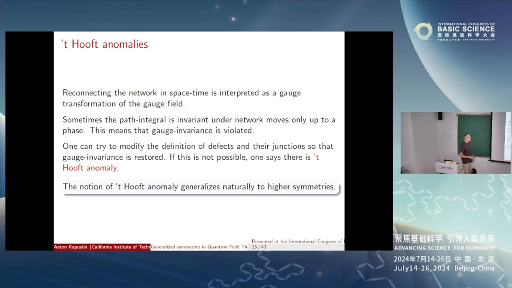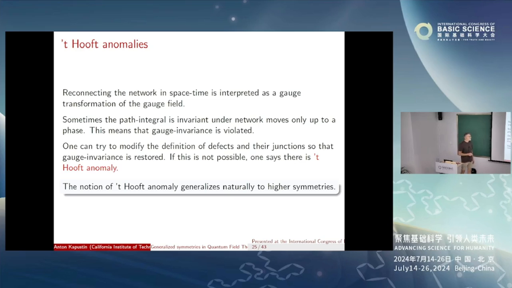Okay, so now we have this interpretation. Let's go back and ask, what does it mean to reconnect? We discussed that reconnecting a network in space of spatial defects, which are localized in time, doesn't change the unitary at all. Now, reconnecting the network in space-time is interpreted as a gauge transformation of the gauge field. Of course, it's good when the path integral is invariant under this reconnection, but sometimes it's only invariant up to a phase. And that means that gauge invariance, strictly speaking, is violated.